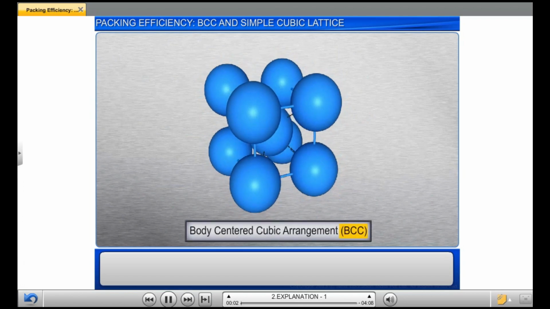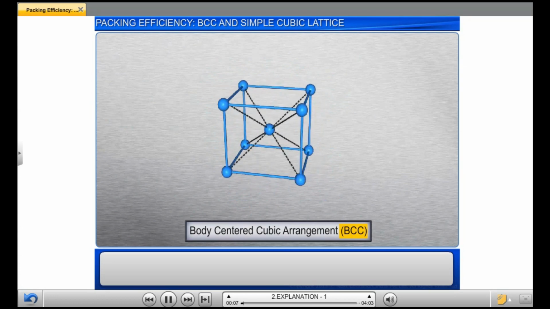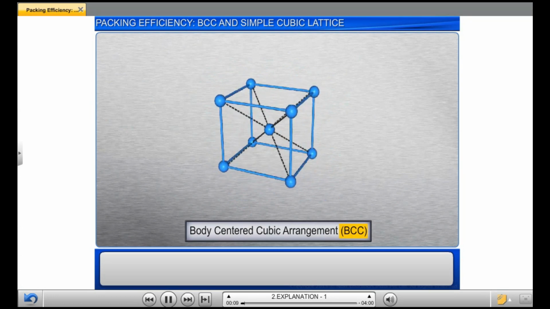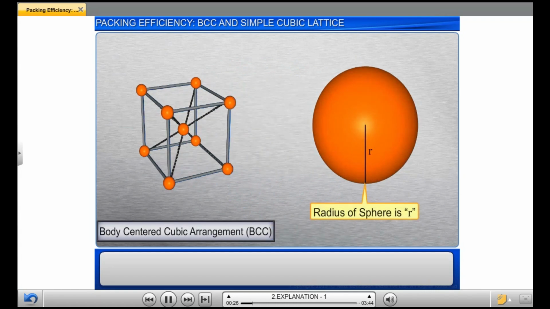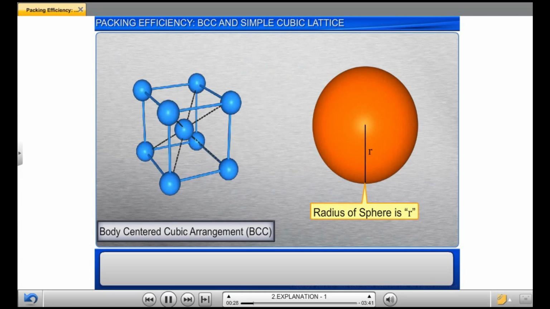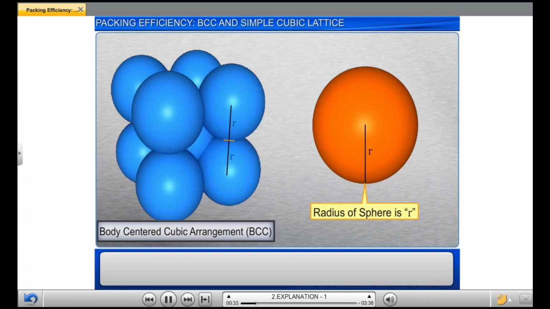You know that BCC stands for Body-Centered Cubic Arrangement of Particles. Let's now study body-centered cubic arrangement. In this arrangement, the particles are present at the corners and the body center lattice points. Each unit cell has 9 spheres with radius r. The edge length of a unit cell is a = 2r.